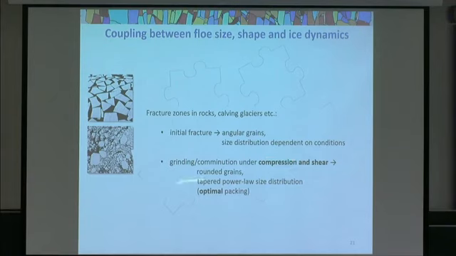And together with the power law size distribution, we have also gradual rounding of the shapes of the grains. So this is something that can be studied with DEM models. I guess it would be hard to find observational evidence from the field for that.